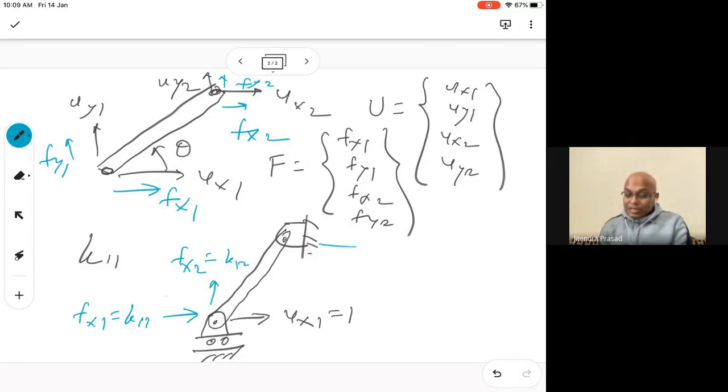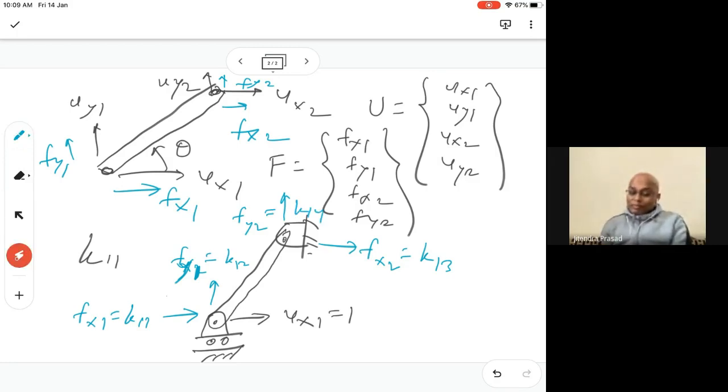Similarly here, you get this, which is fy1, right? fy1. If x2, equal to k13, and here if y2, it will be equal to k14, right?